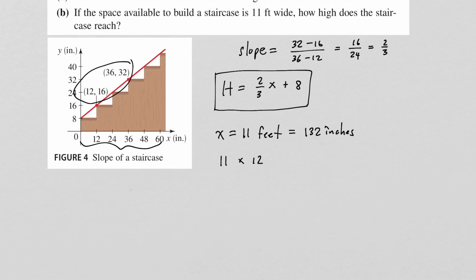And now we want to know, what is the height of the staircase going to be at 132 inches? So we just plug in 132. And then we can do the math here. 2/3 times 132 is going to be 88, and then plus 8. And this is 96, and this will be inches.